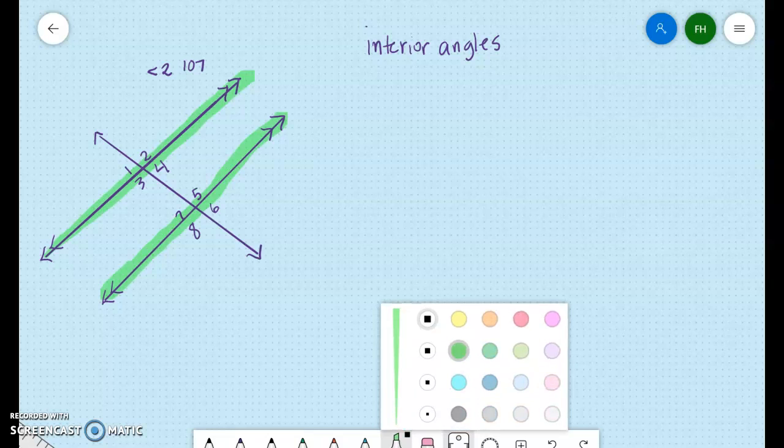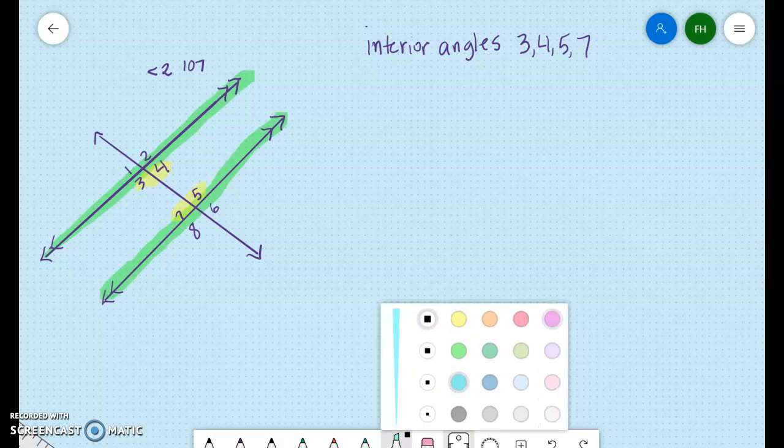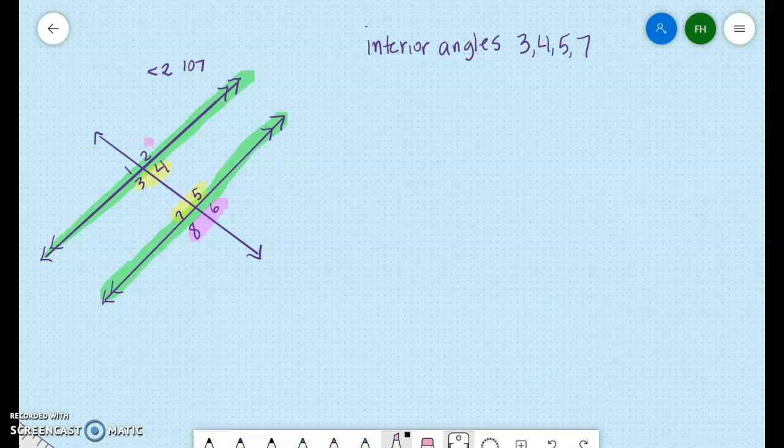So let's see. Angles 3 and 4 and 5 and 7 would be interior angles. And then exterior would be the angles outside of the fence. So remember, the fence is your two parallel lines. Exterior means outside. Your exterior angles would be 1, 2, 6, and 8.